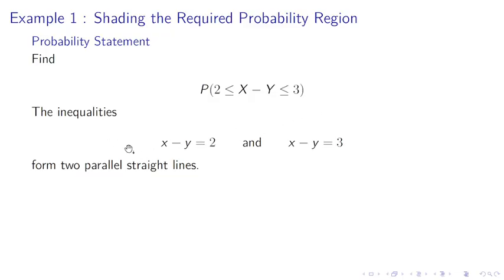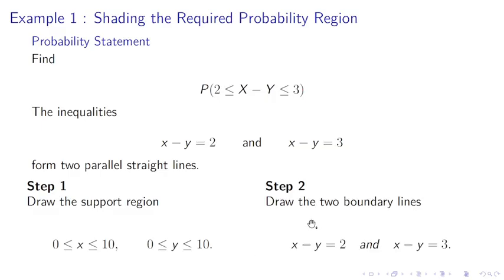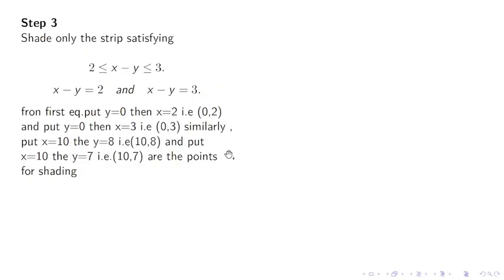The inequalities become equalities, x minus y is equal to 2 and x minus y is equal to 3, which form two parallel straight lines. First draw the support region, 0 less than or equal to x less than or equal to 10 and 0 less than or equal to y less than or equal to 10. Draw the two boundary lines, then shade only the strip satisfying 2 less than or equal to x minus y less than or equal to 3, between the lines x minus y equal to 2 and x minus y equal to 3.